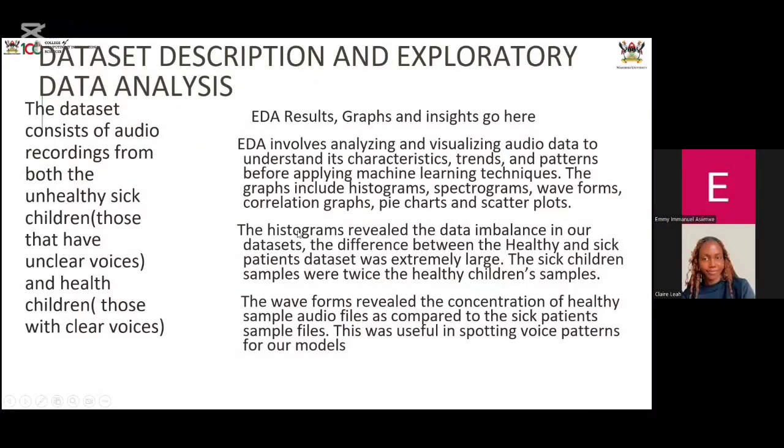So the dataset we had consisted of voices of sick patients and healthy patients. These were voice clips of children, some were sick, some were healthy. It was collected from a source called Lindat, where we got our dataset from. But in the dataset, we had very clear voices and unclear voices. So these are the voices we extracted and used in developing this model.